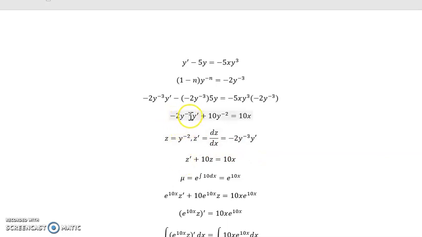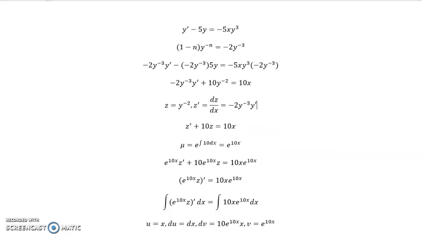Negative 2y minus 2y to the negative 3, y prime. That just gets replaced with z prime. And then the z goes in for y to the negative 2, so I just get 10z. And then nothing happens on the right side of the equation. And so this is now my linear equation.